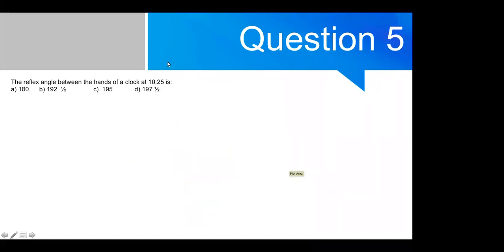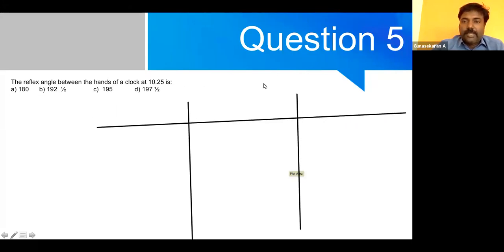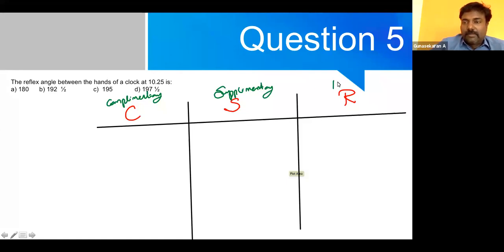Yeah, come back. So concept is there. One second, I'll explain it. So 3 angles are there. CSR. Remember the term CSR. Corporate social responsibility. Okay. Complex angle. Sorry, complementary angle. Supplementary angle. Reflex angle. There are three types of angles are there.